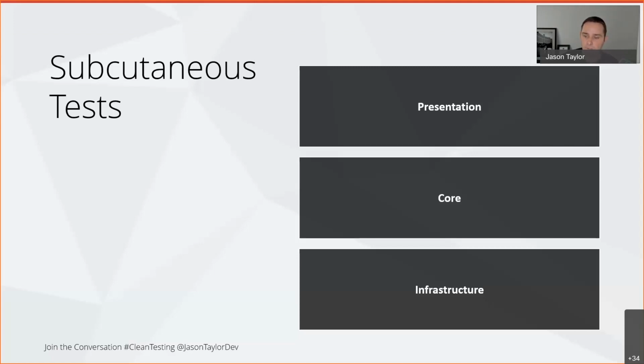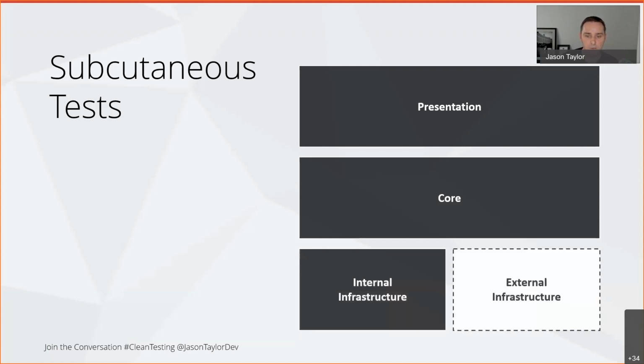Infrastructure represents both the internal infrastructure and the external infrastructure. As an example of the internal infrastructure, you can think about the database. We'll be writing these tests against a live database. For external infrastructure, think about an external client API, such as some web service that you're accessing. So these subcutaneous tests that we write are going to operate from the core layer all the way down to the underlying database. But we're going to exclude external infrastructure.